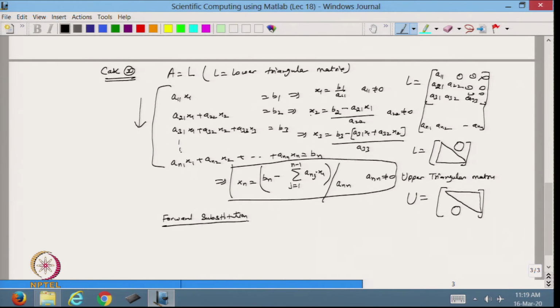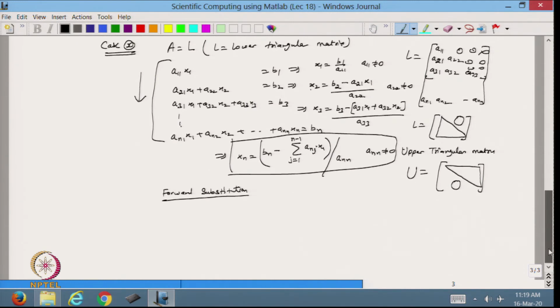Means I am first finding the value of x1, based on this value of x1 I am finding the value of x2 and so on. So, we are starting with x1. That is called forward substitution, and the system can be solved using forward substitution. So, in this case also you can see that we are able to find the solution exactly even for a large system.